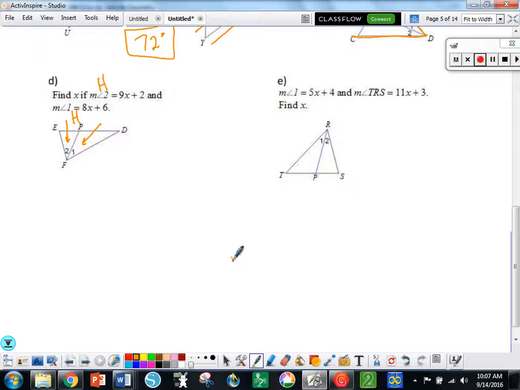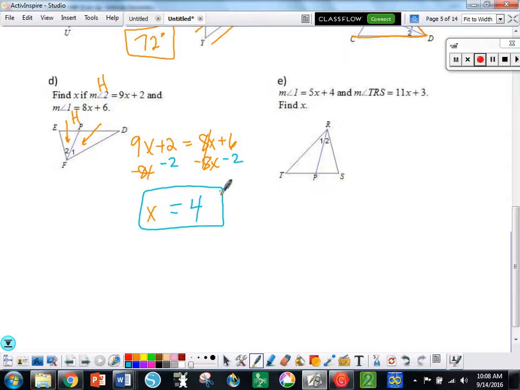So we don't have to do anything crazy. This half and this half are equal. And now you just solve. Subtract your 8x. X. Subtract your 2. 4.